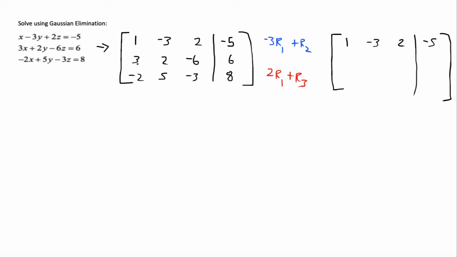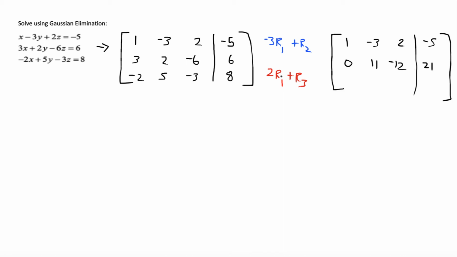So -3 plus 3 gives us 0. -3 times -3 is 9, plus 2, which gives us 11. -3 times 2 is -6, plus -6 here, which gives us -12. And -3 times -5 is 15, plus 6 gives us 21.